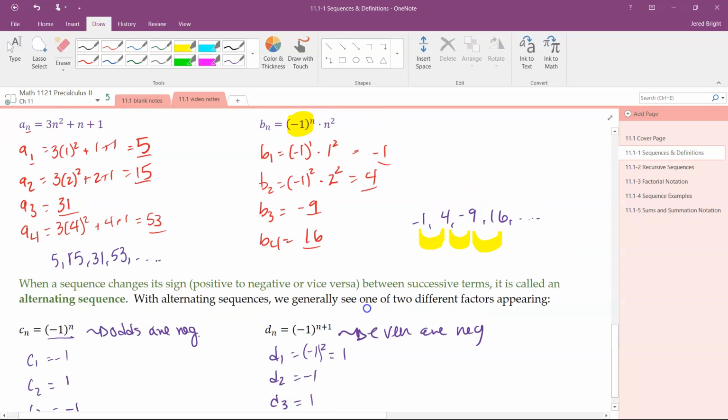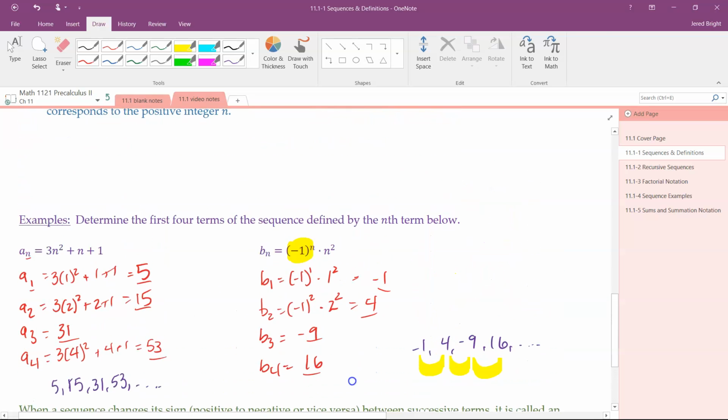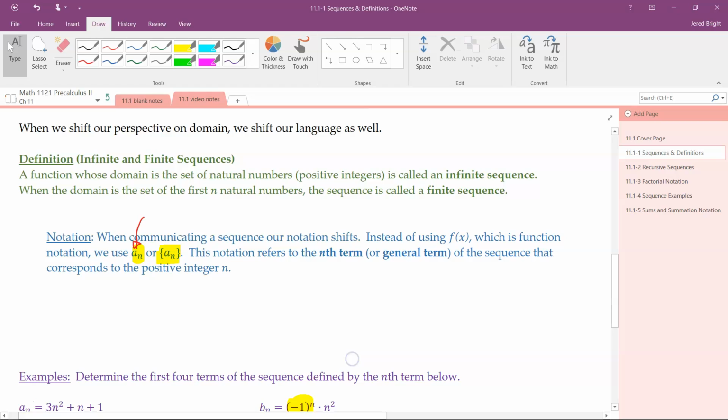And so now we have a little bit of an idea with sequences and what they are, and how they're really just pieces of a function. But this, of course, isn't the whole story, so we'll get some more information in the next video.